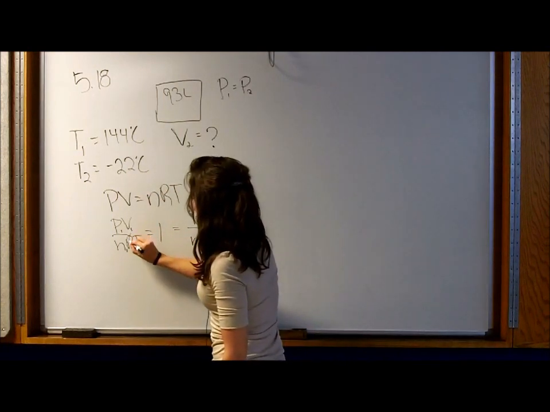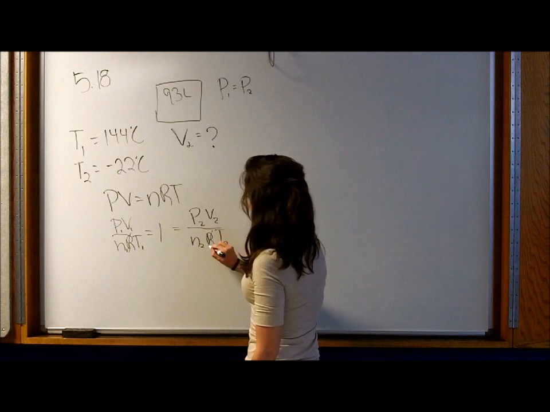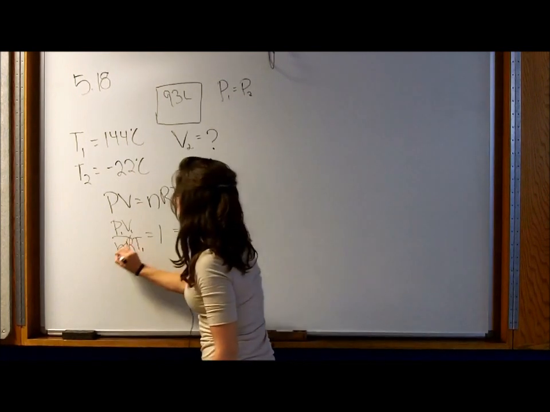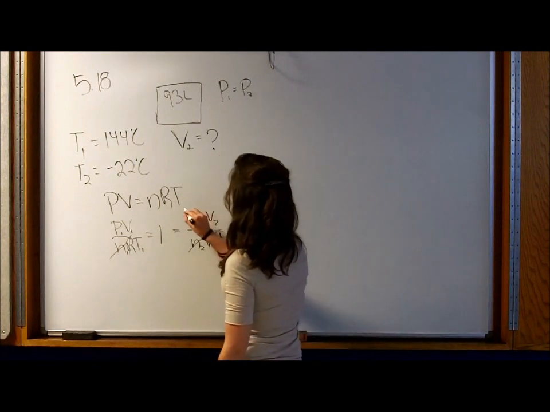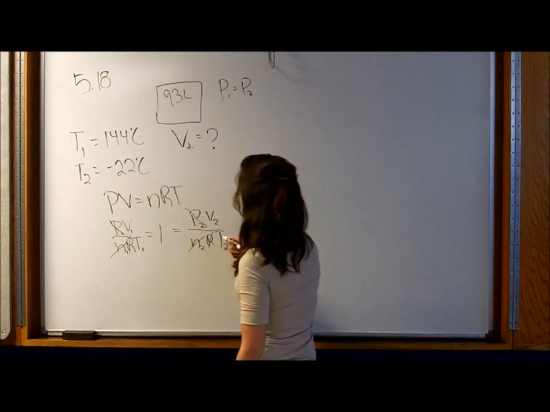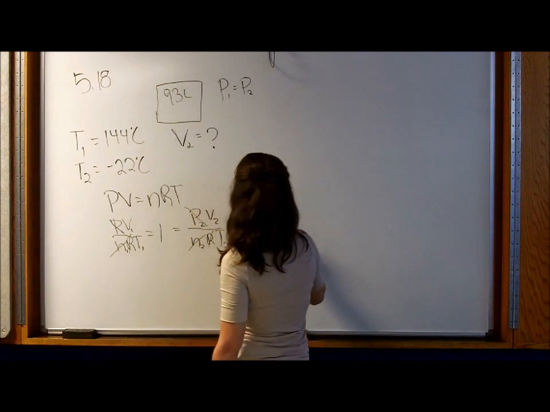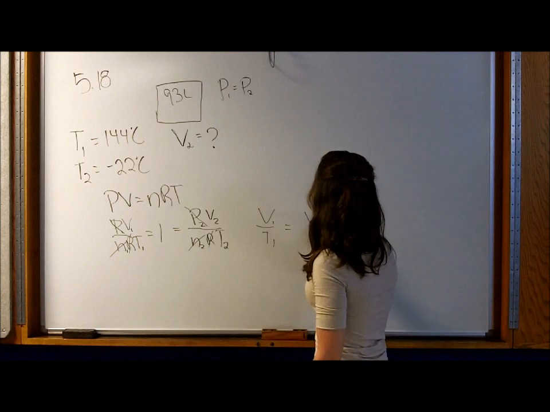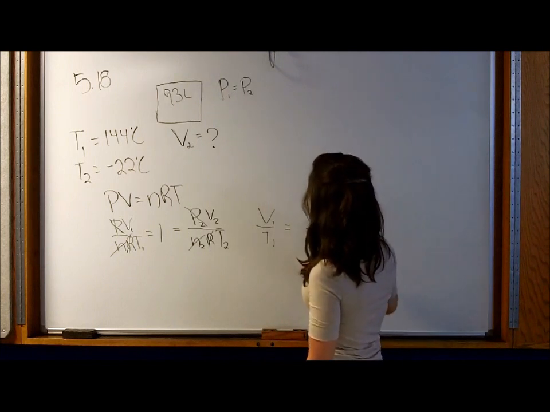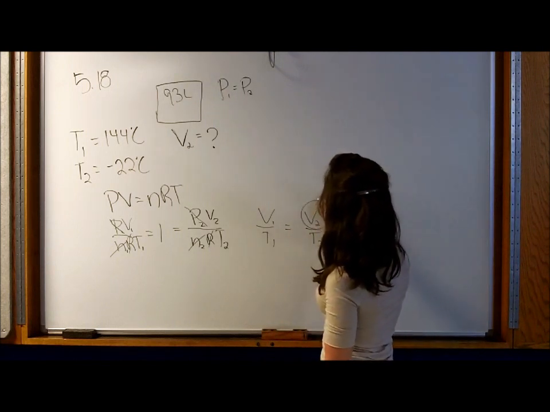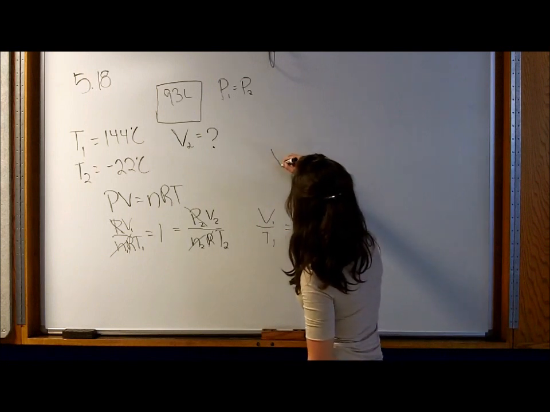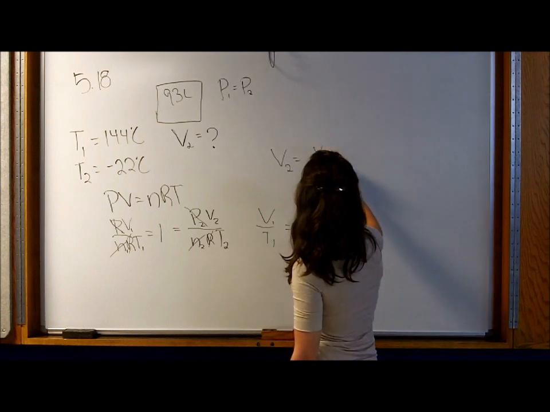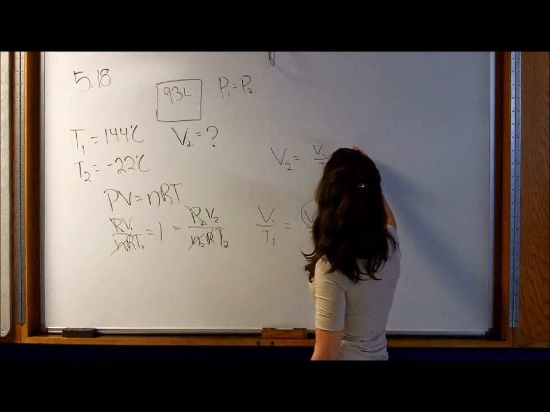And we see here that we have R is the same on both sides. Those will cancel. The moles stay constant. No change in moles. Those can be crossed out. And the pressure is constant. That's given in the question. So now we have a relation between V1 over T1, which is equal to V2 over T2. Since V2 is what we're trying to look for, we're going to pull this out to the left side, which is V2 equals V1 over T1 times T2.